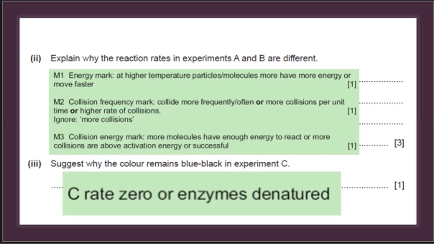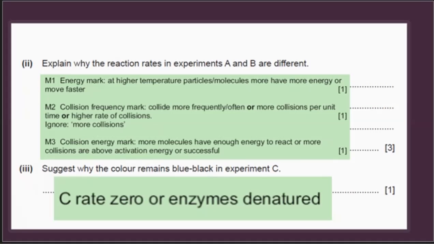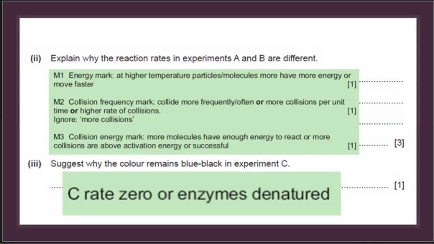So just why the color remained blue-black in experiment C. Let's go back to experiment C. The temperature is 70 degrees Celsius. So most likely that enzyme was denatured, right? Or destroyed. The enzyme was denatured. It lost its ability to function. So C rate was 0. The enzyme was denatured. Yes?